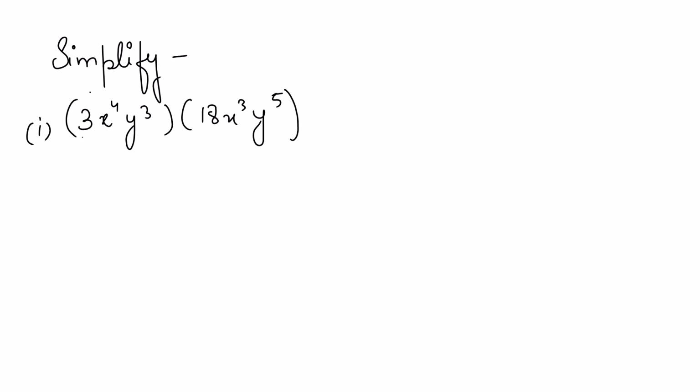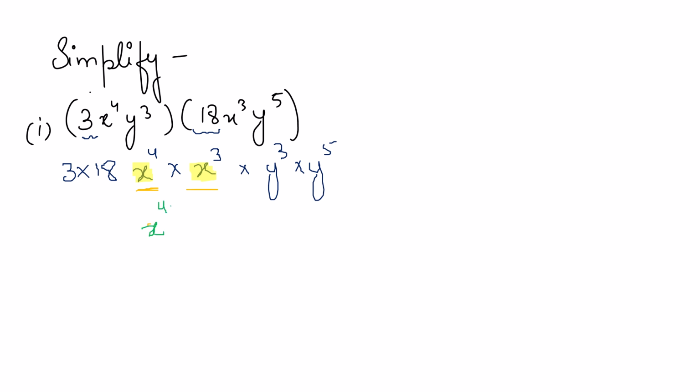So in this one, try to first collect the coefficients, which is 3 times 18. Now collect the like terms. So you have x to the power 4 into x to the power 3 times y cube times y to the power 5. Now you can see here that you have the same base, x and x. So what will happen? The power will get added up, right? The power will get added up in this case. Okay. So what you will get? You will get x to the power 4 plus 3.